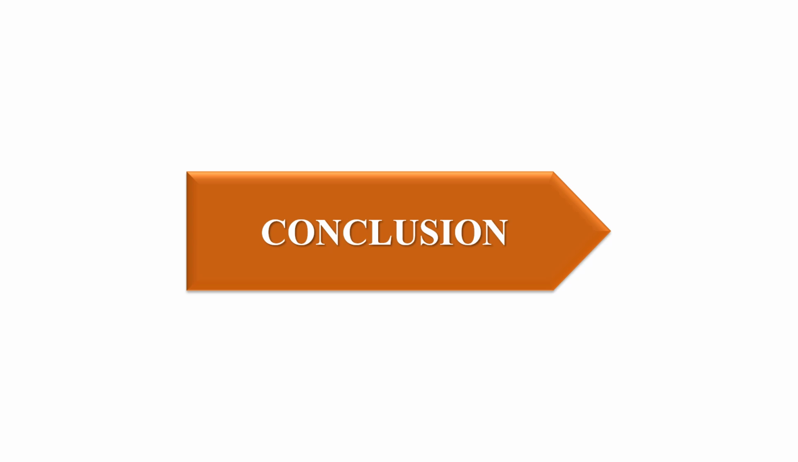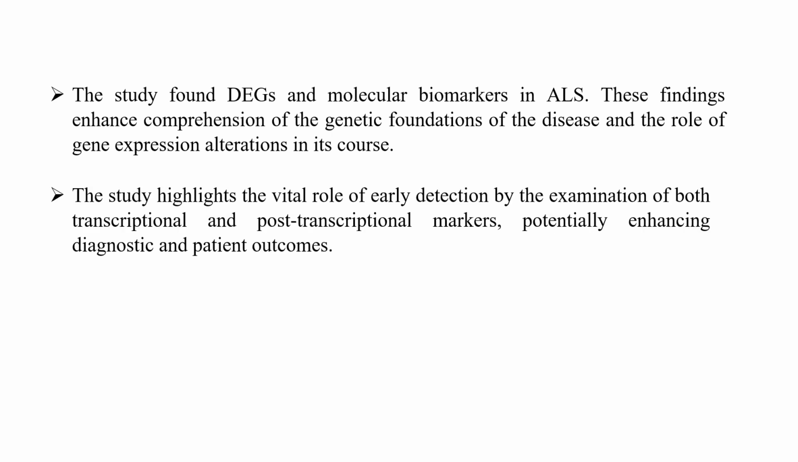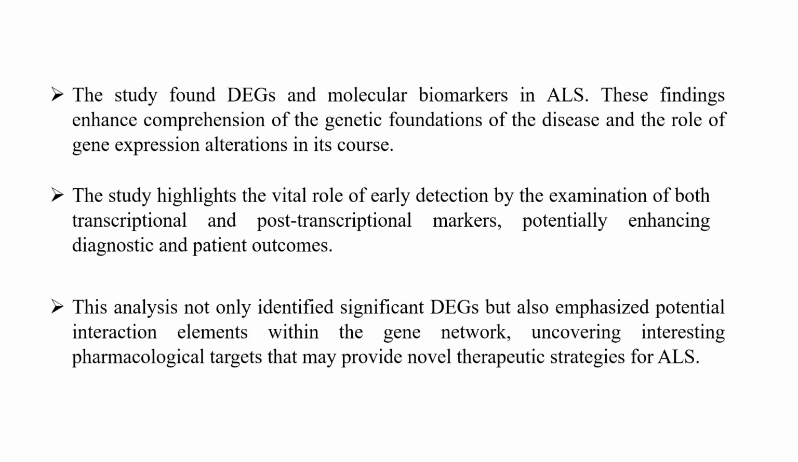And then the last part, the conclusion. So the study found DEGs and molecular biomarkers in ALS. These findings enhance comprehension of the genetic foundation of the disease and the role of gene expression alteration in its course. The study highlights the vital role of early detection by the examination of both transcriptional and post-translational markers, potentially enhancing diagnostic and patient outcomes. This analysis not only identified significant DEGs but also emphasized potential interaction elements within the gene network, uncovering interesting pharmacological targets that may provide novel therapeutic strategies for ALS.